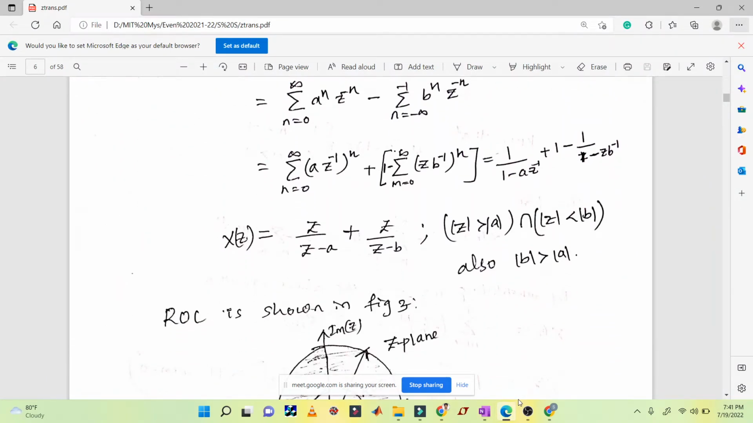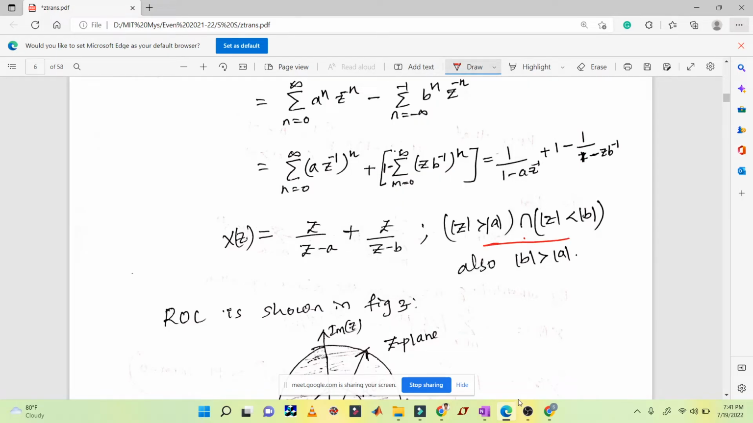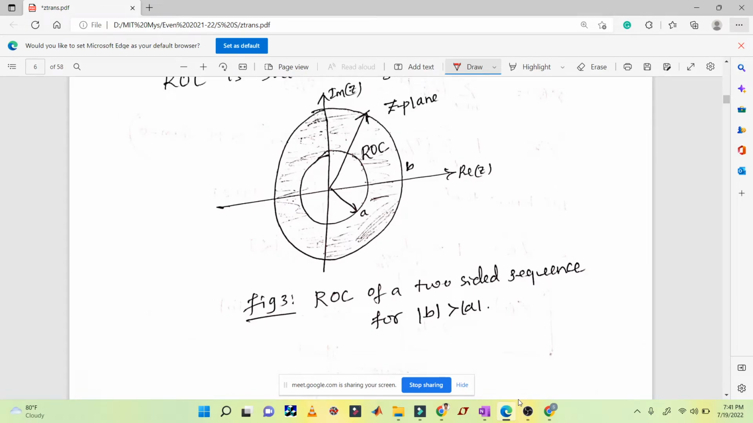The same thing I have indicated here with the intersection equation. Z is greater than A, intersection Z is less than B, which is nothing but this one. Z is greater than A, less than B. That's why this is our ROC.